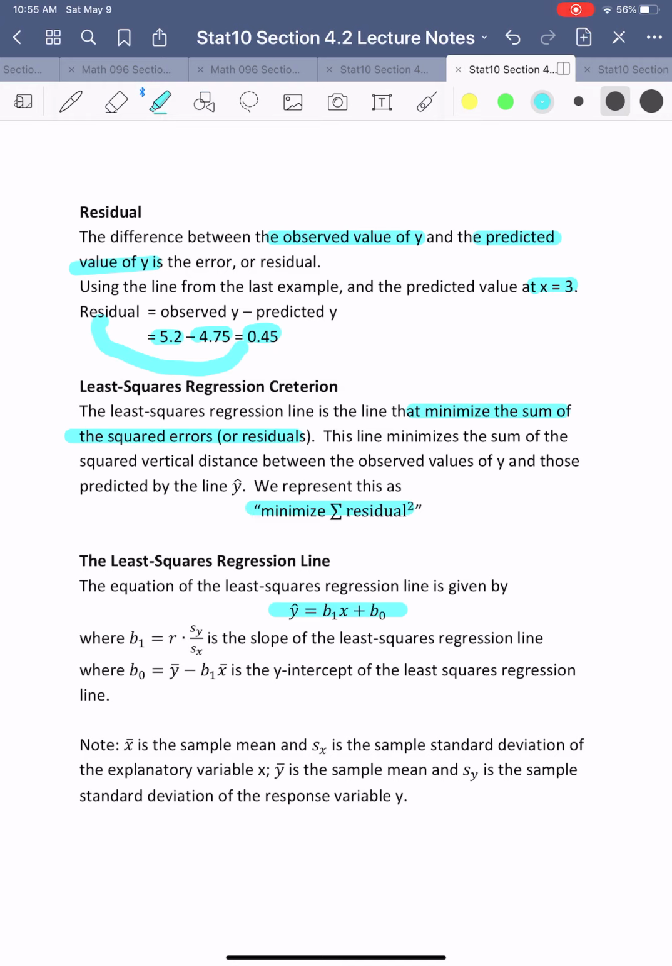So instead of just picking 2 points, we try to find the line this way. b sub 1, which is the slope, equals r times s sub y over s sub x, and the y-intercept b sub 0 equals y bar minus b sub 1 times x bar, is the y-intercept of the least squares regression line. Here x bar is the sample mean of x, s sub x is the sample standard deviation of x, y bar is the sample mean of y, and s sub y is its sample standard deviation.